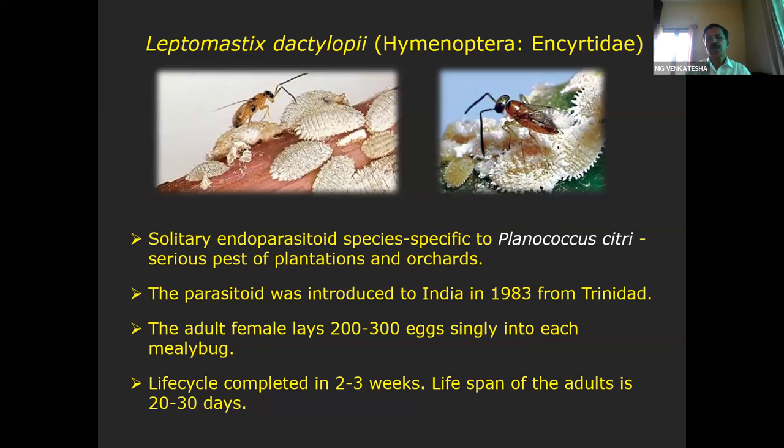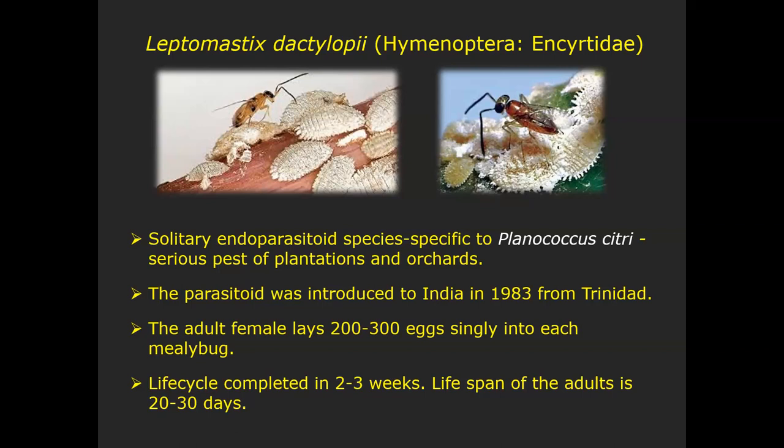The lifespan is about 30 days, but the one limitation with this parasite is that it is species specific to Planococcus citri. Unlike the predator Cryptolaemus montrouzieri, which can feed on any mealybugs, this parasite attacks only Planococcus citri. So that is the only limitation with these parasites. But similarly, Hymenopteran parasites will be useful in controlling the different species of mealybugs in any country.